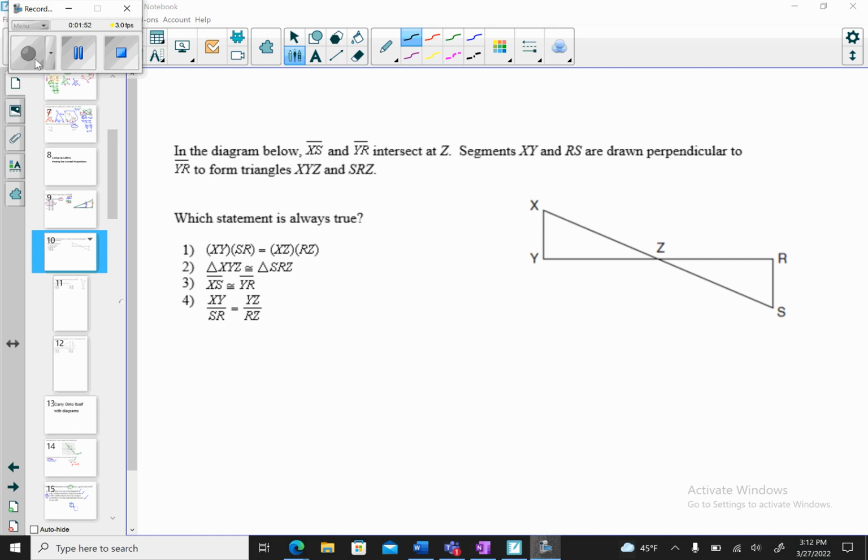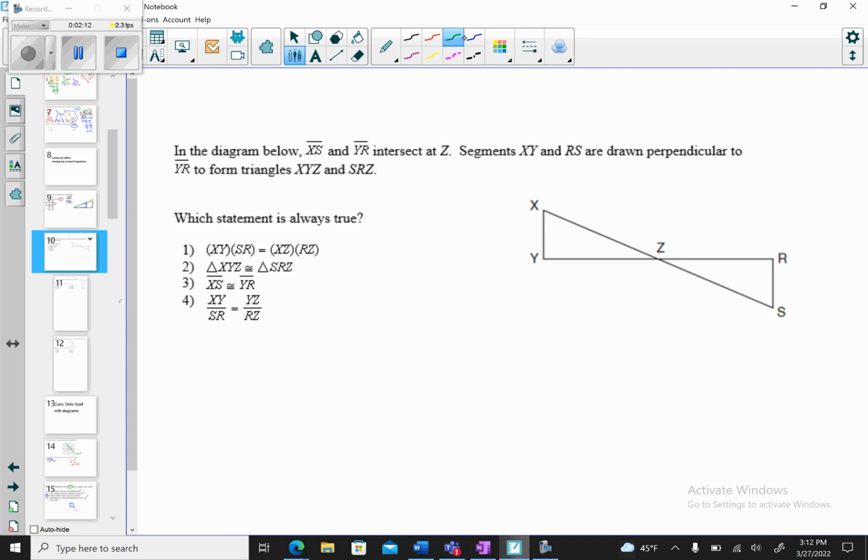Let's look at this next question. In the diagram below, line XS and line YR intersect at Z. Segments XY and RS are drawn perpendicular to YR to form triangles XYZ and SRZ. Which statement is always true?